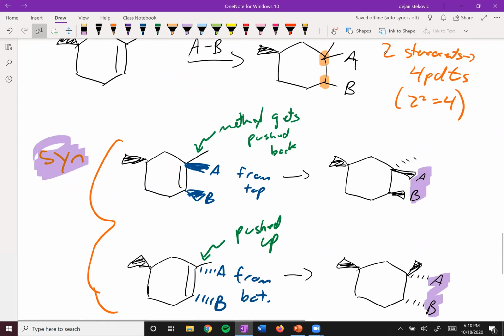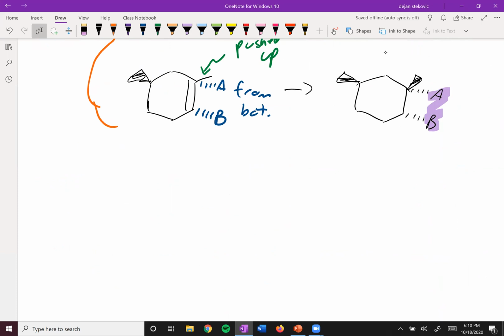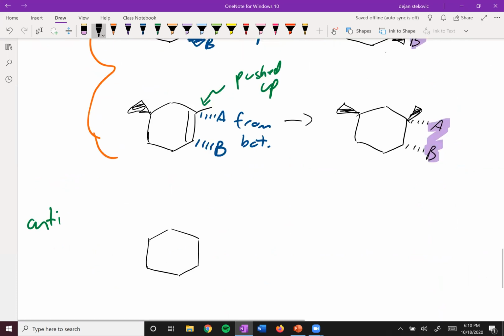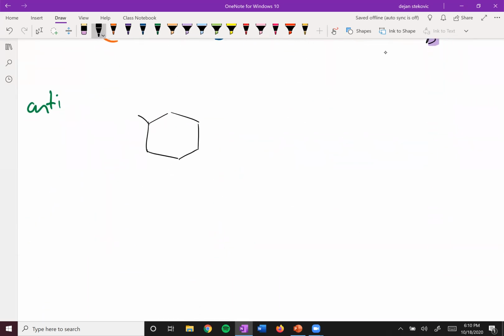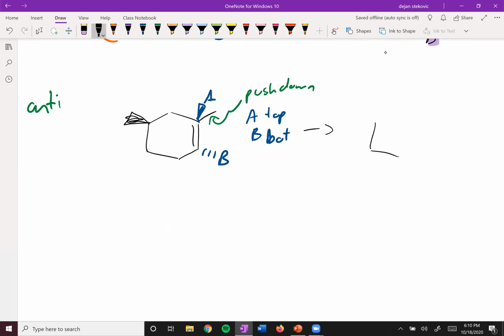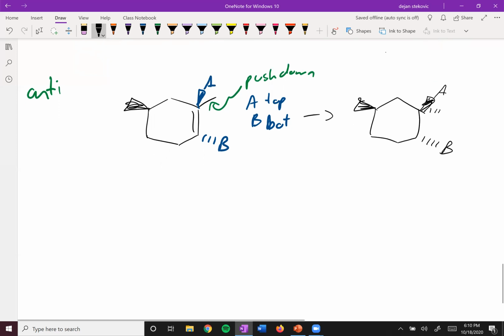And then when we add them anti to one another. Notice though that we didn't touch this stereocenter at all, right? We're not reacting with that stereocenter, so it's just going to stay there. And so here they're adding anti. One option is A comes from the top, B comes from the bottom. If A is coming from the top, it's going to be a wedge. If B is coming from the bottom, it's going to be a dash. And then A is going to push this methyl down, and we end up with that stereoisomer.